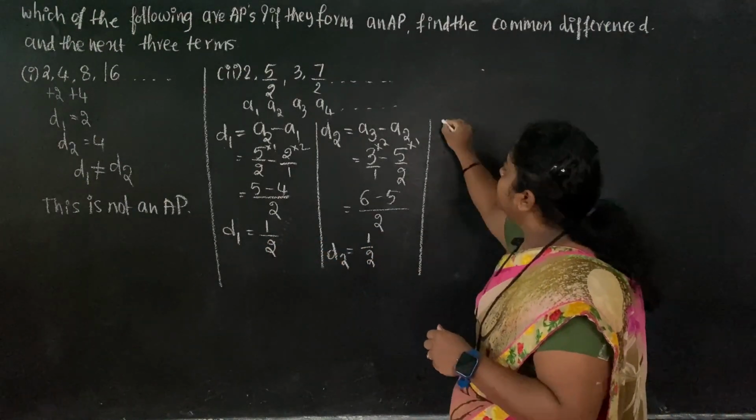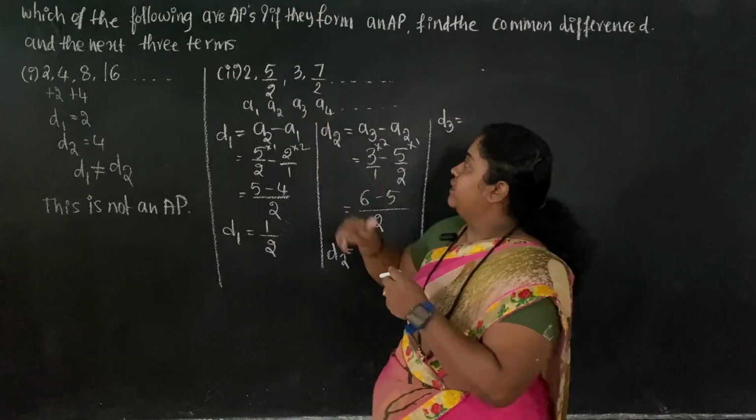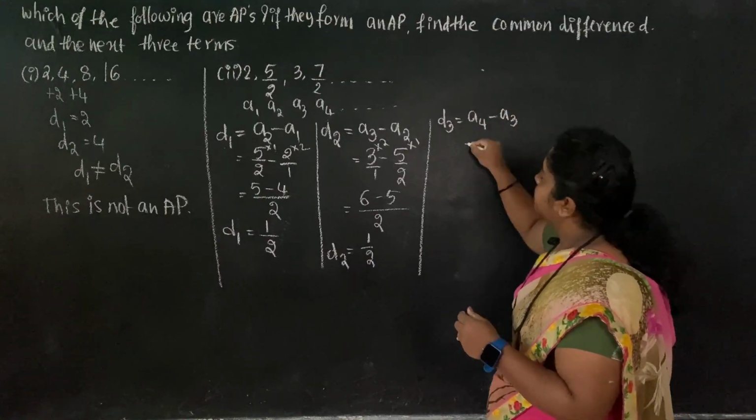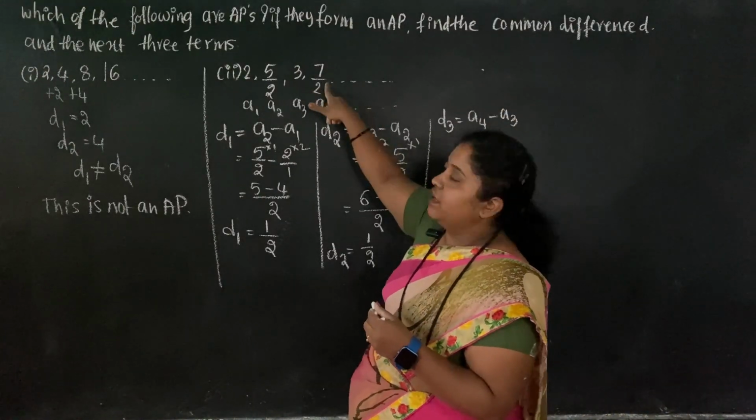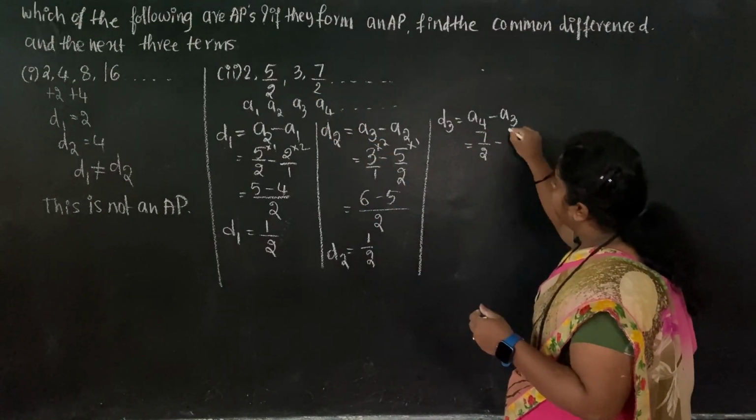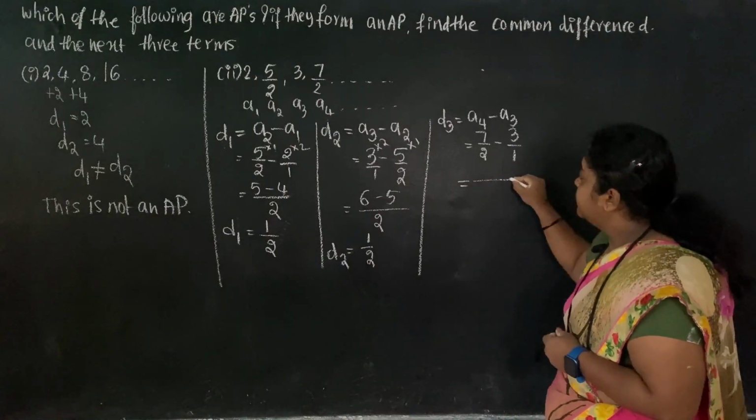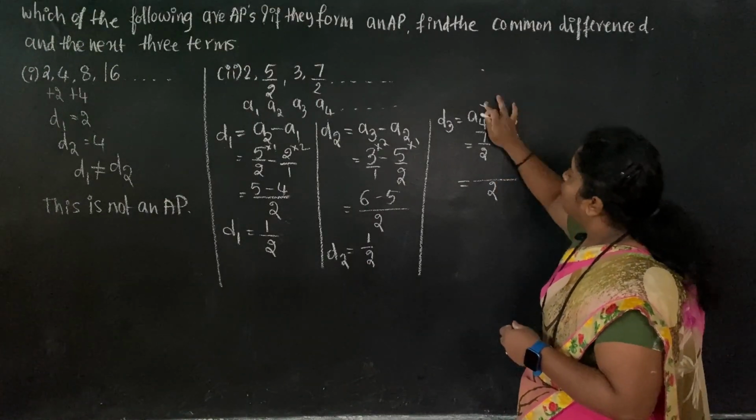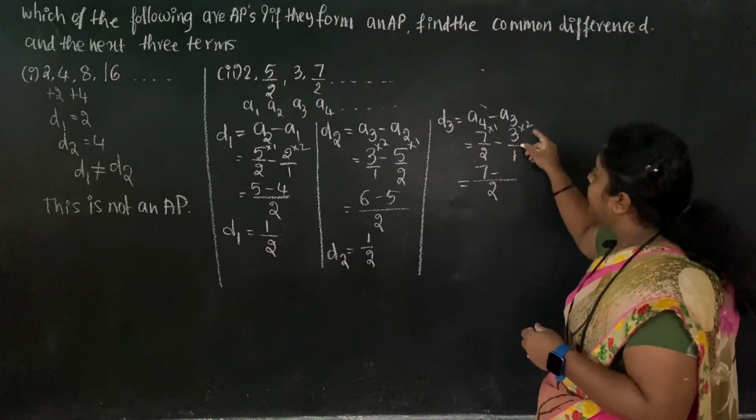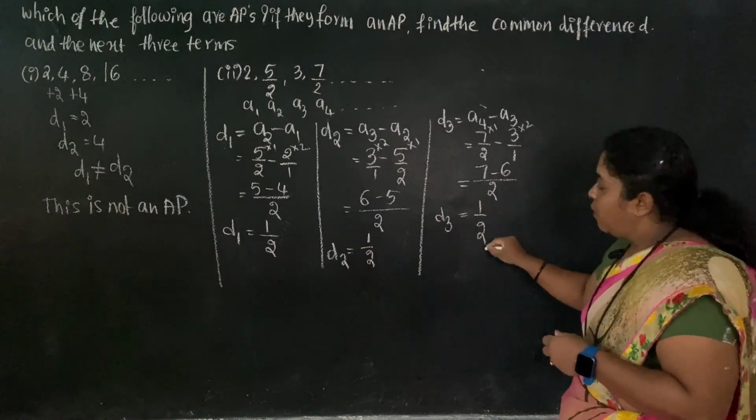Let me calculate the D3 value. D3 is nothing but the difference between A4 and A3. So what we'll be having? D3 is equal to A4 minus A3. What is the A4 value I have? 7 by 2. A3 is 3. So I have here 7 by 2 minus 3. Okay, again let me take the LCM. What is the LCM I can take? 2. 2 ones are 1 twos are 7 ones are 7, 3 twos are 6. Again you just see, D3 also I got 1 by 2.